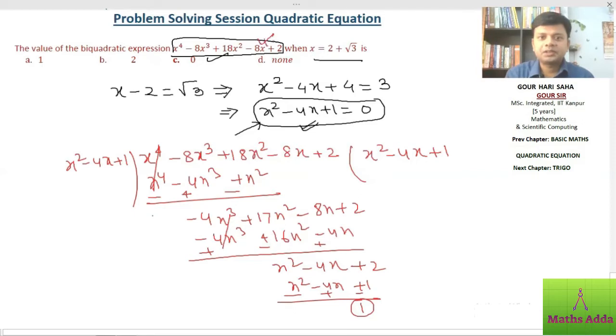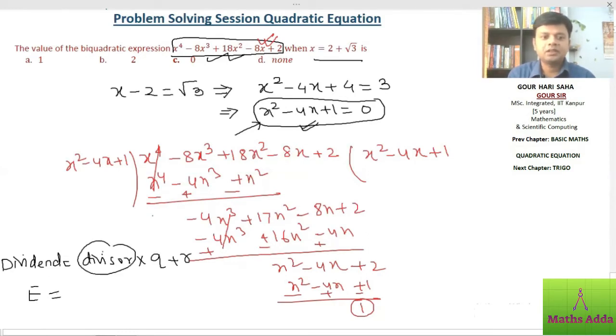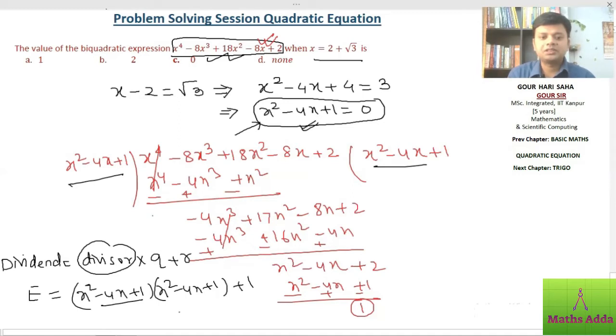So what we can write? We can write this expression, that is dividend is equal to divisor into quotient plus remainder, right? So this expression I write E, E is equal to what? Divisor is x square minus 4x plus 1, and quotient is the same thing, x square minus 4x plus 1, and then remainder is 1. Now we know this term is 0, so this is 0 plus 1. So what is the value of the expression? It is 1. So your answer is 1.